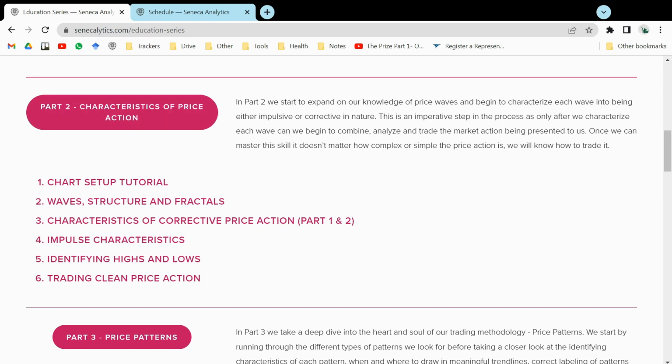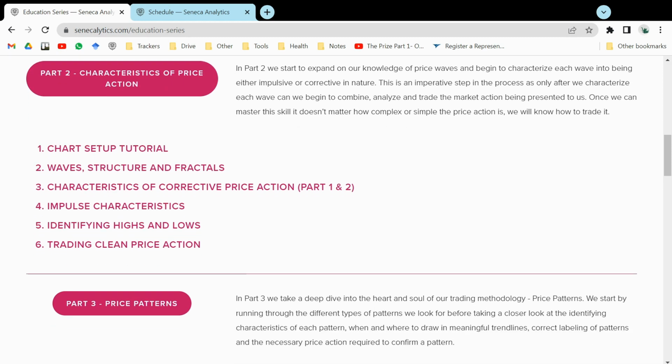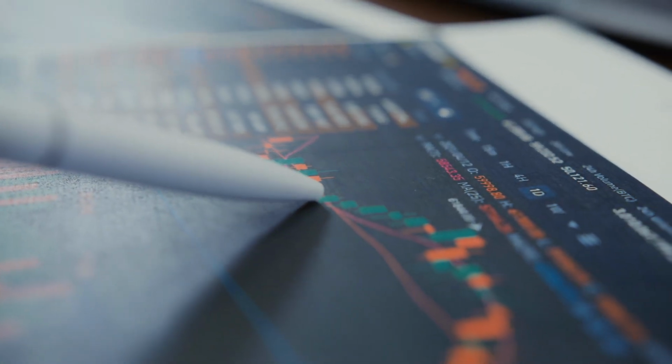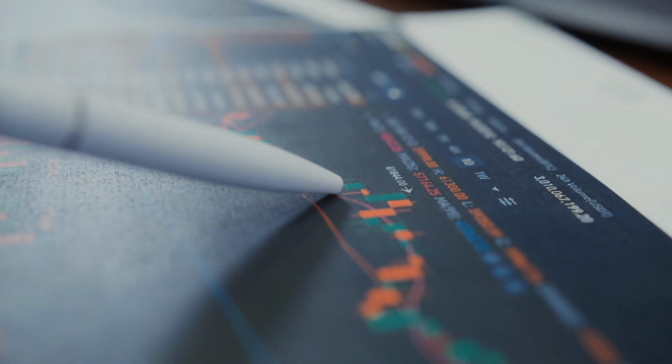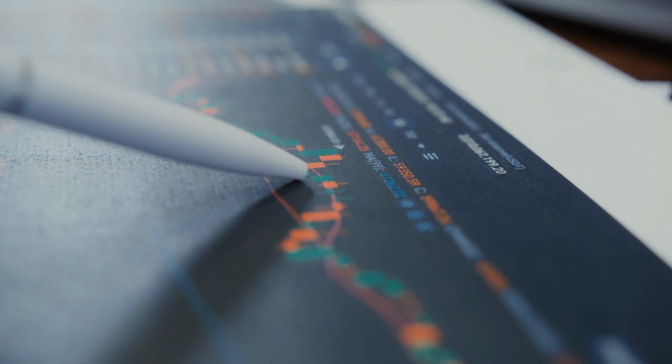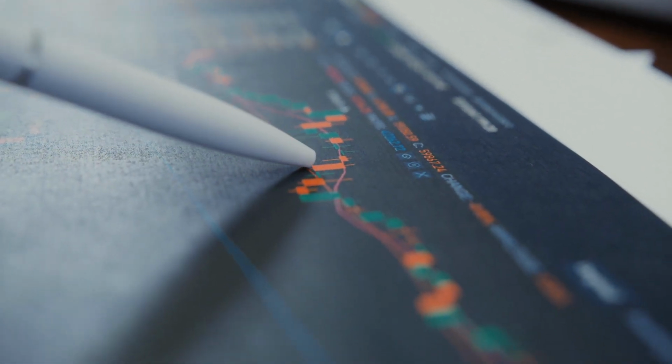Then we get into the real juice of the matter, the real good stuff, starting with characteristics of price action. We show you how to set up your charts. We talk about the waves, structure and fractals, characteristics of corrective price action, impulse characteristics, identifying highs and lows, trading clean price action. So part 2 is just all about understanding the different waves of price or price structures.